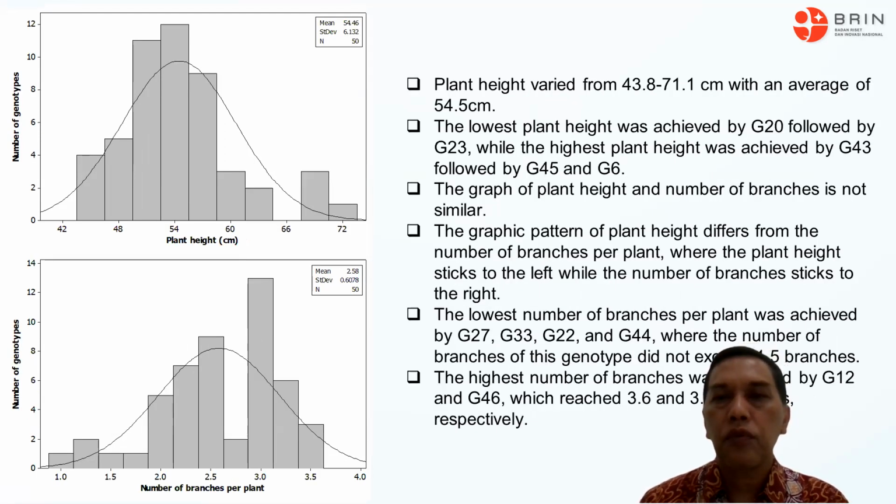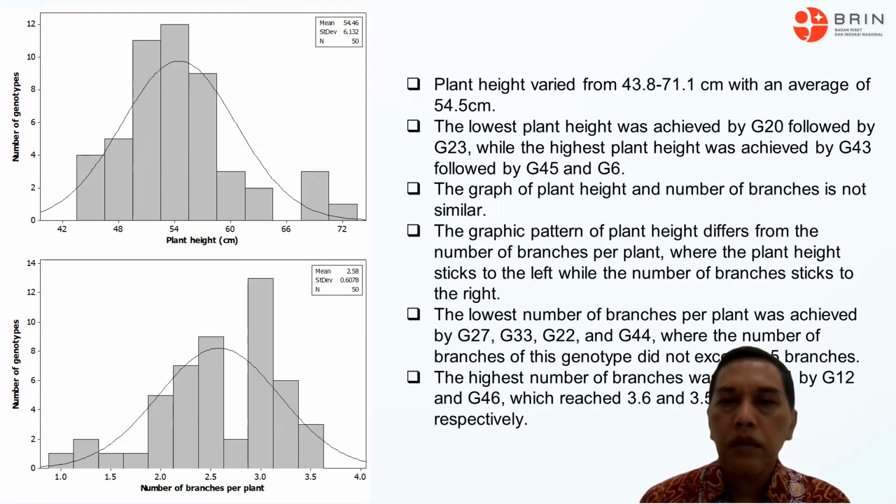Plant height varied from 43.8 to 71.1 cm with an average of 54.5 cm. The lowest plant height was achieved by G20, followed by G23, while the highest plant height was achieved by G43, followed by G45 and G6.